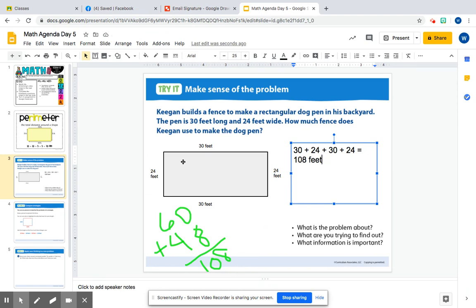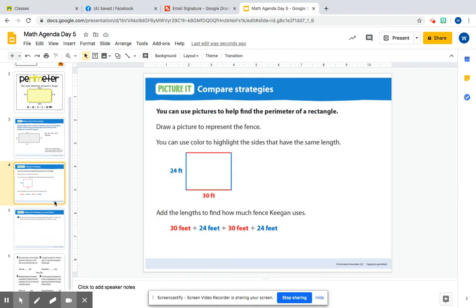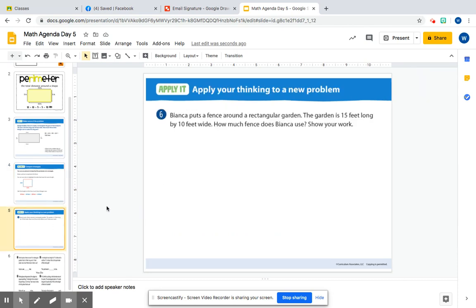Okay, so now we're going to look at another example problem. So this one already has a picture for us. Okay, so same thing we just did. We drew a picture, and then we added all of our numbers together. So this just gives you a little bit different look at it. So the next problem we're going to do, I'm going to give you guys some time to work this one on your own after I read it. And then we're going to work this one just like we worked the last one.